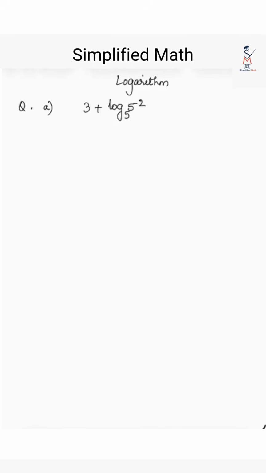Hi, we are doing logarithm. Evaluate 3 plus log 5 raised to the power minus 2 to the base 5. So first we will solve this.